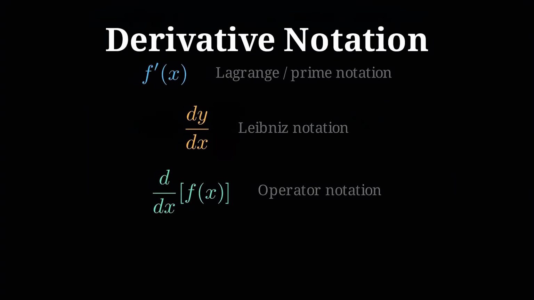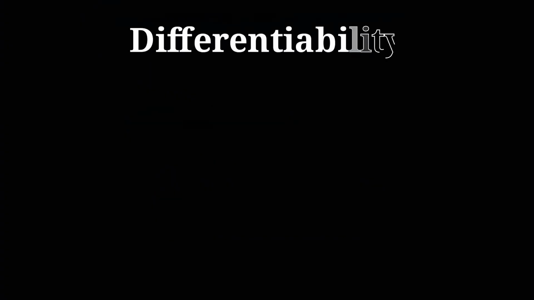There are several ways to write the derivative, and you will see all of them on the AP exam. f prime of x is the most common, called prime notation. dy over dx is Leibniz notation. d over dx applied to f of x is operator notation. And y dot is Newton's notation, used mostly in physics. They all mean the same thing. Know them all.